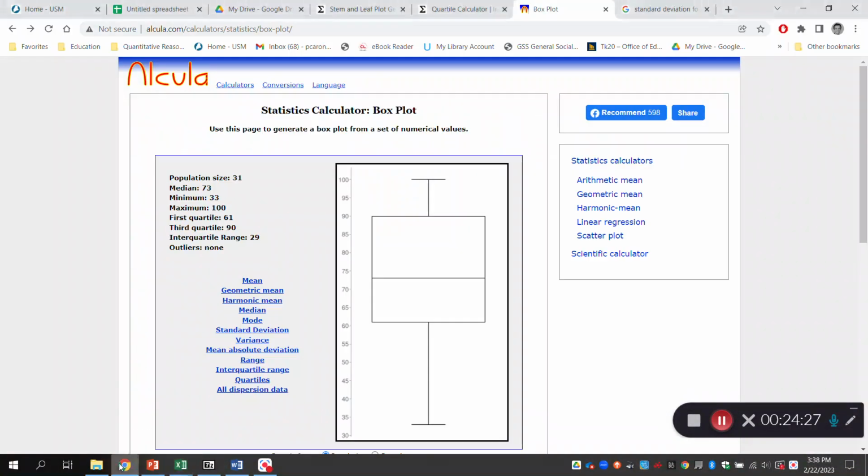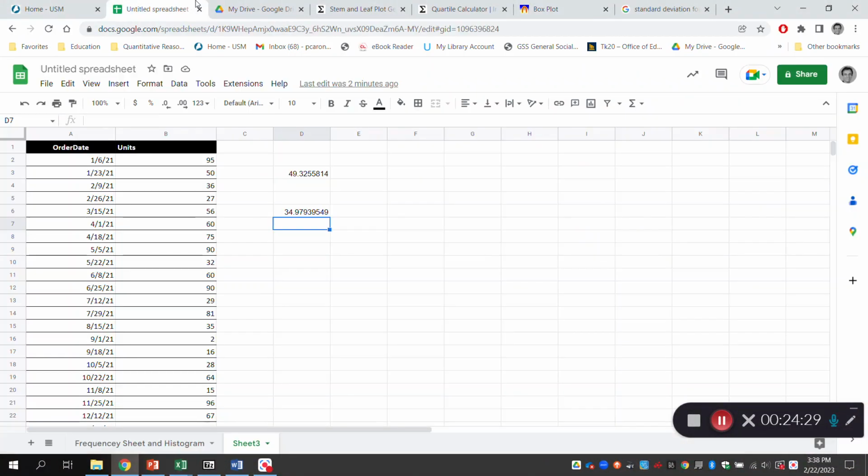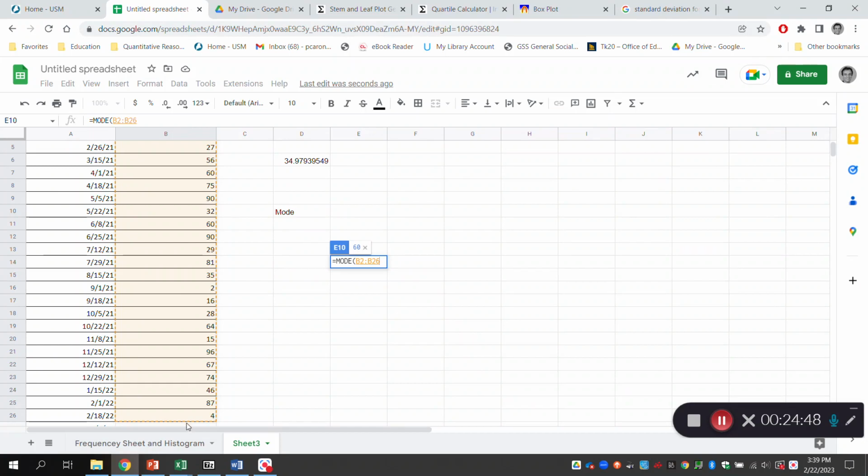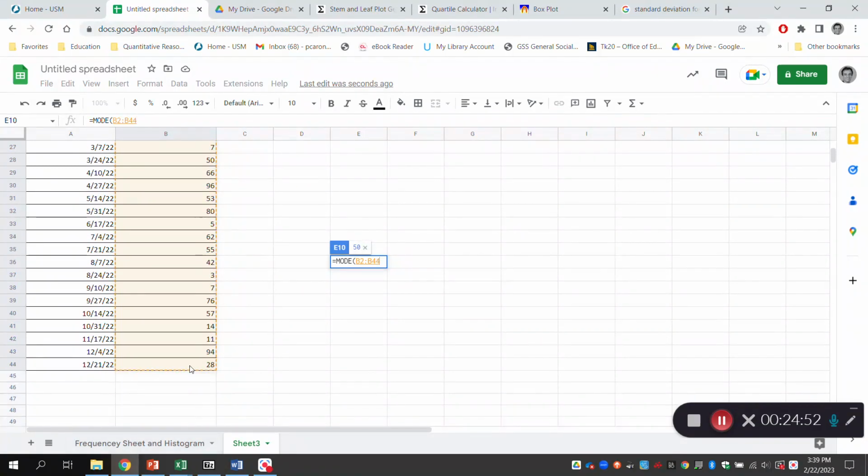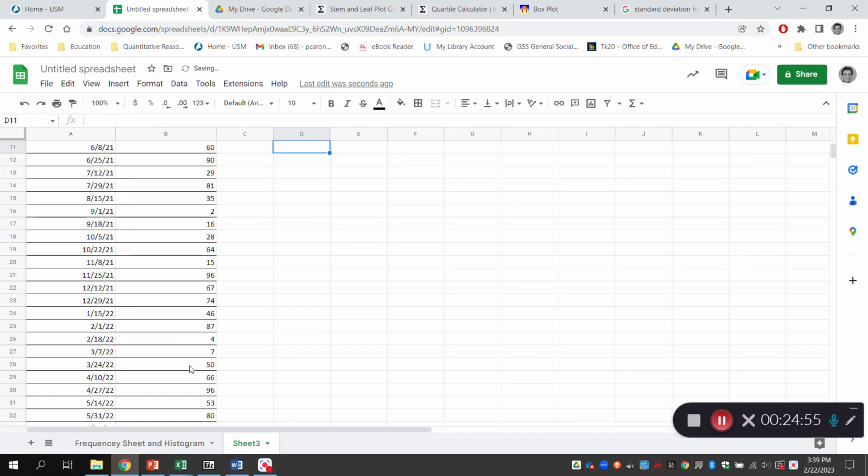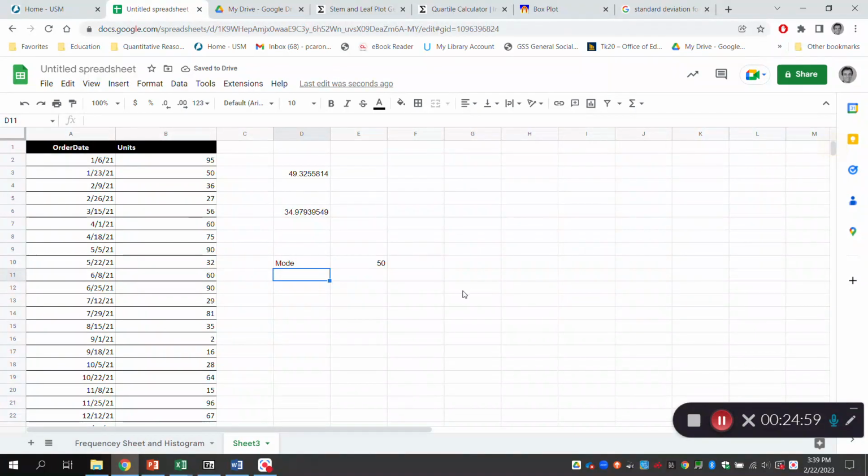On Google Sheets, let's say I want the mode. So I'll just move it over. I start with an equal sign and type in mode and what are my values. It's going to be different here because I have a different set of data. I have all of them; they disappeared on the Excel sheet. And enter. So the mode is 50.